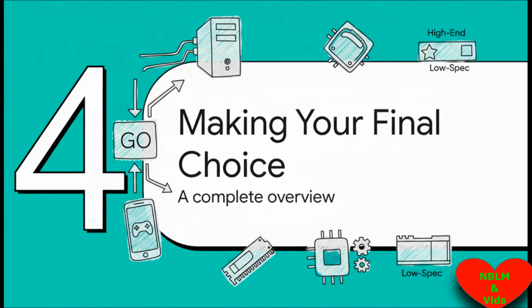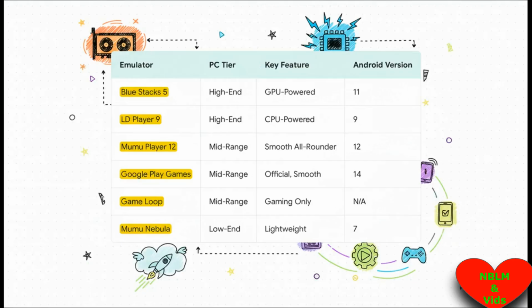Whew! Okay, we have covered a lot of ground. So let's bring everything together in one final, simple chart to help you make your decision. And here it is, the whole showdown in one place. For a high-end PC, you're choosing between BlueStacks for GPU power or LD Player for CPU power. In that mid-range sweet spot, Mumu Player 12 is your fantastic all-rounder, Google Play Games is the super smooth but limited official option, and Game Loop is for the pure gamers. And for any low-spec machine out there, Mumu Nebula is your lightweight champion.